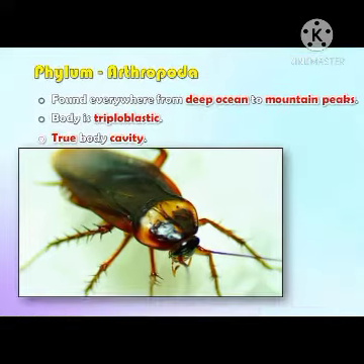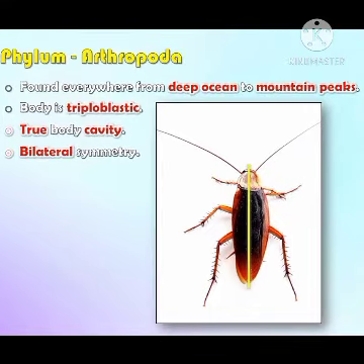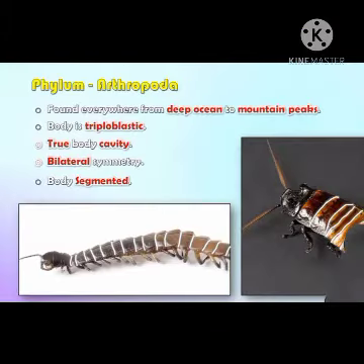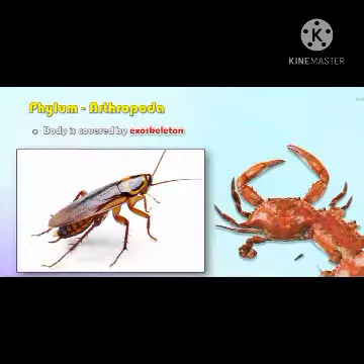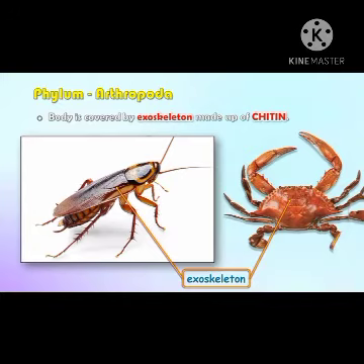The body is triploblastic. They have a true body cavity. Now always remember these 2 points, that is triploblastic and true body cavity. It is a common point in the remaining phyla. The body shows bilateral symmetry. The body is segmented. Annelida and Arthropoda have segmentation. The body is covered by an exoskeleton made up of chitin. Chitin means a hard outer covering made up of a carbohydrate known as chitin.